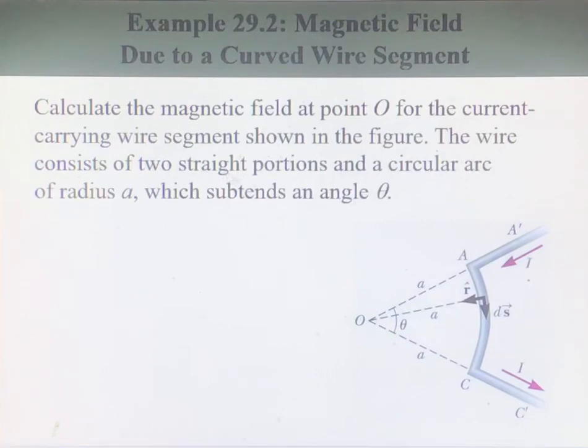So the wire consists of two straight portions. This is a straight portion right here, and then this is also straight, and then this is the curved portion of the wire. It means that current is going to come in this direction here, and then part of the current goes like that, and then exits in this direction here.